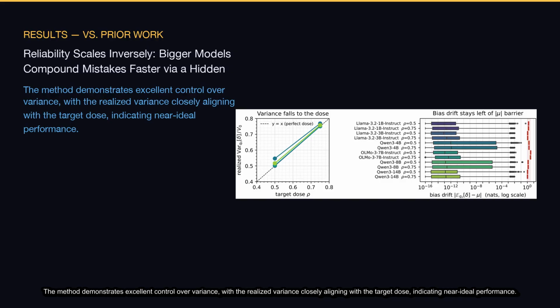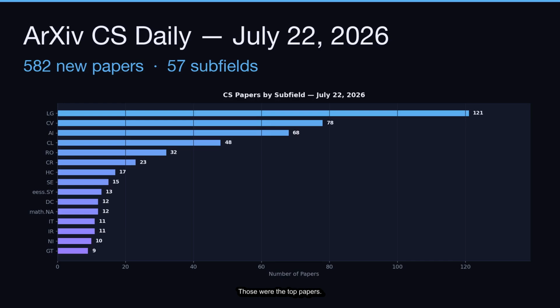The method demonstrates excellent control over variance, with the realized variance closely aligning with the target dose, indicating near-ideal performance. Additionally, the bias drift for all tested models remains remarkably low, staying far to the left of the critical barrier, signifying high accuracy and stability. Those were the top papers.